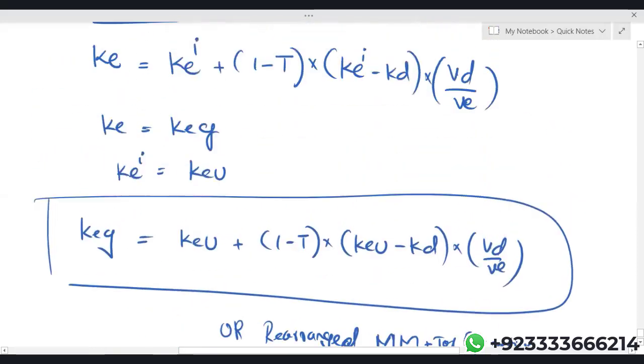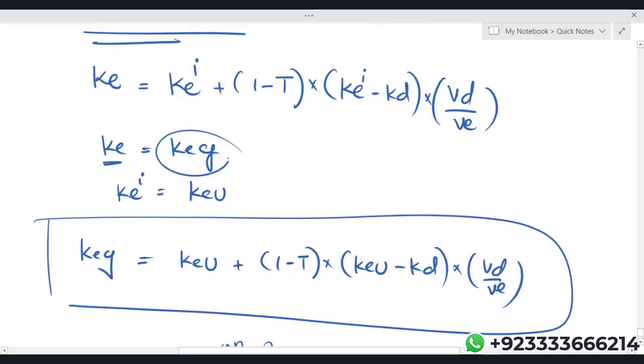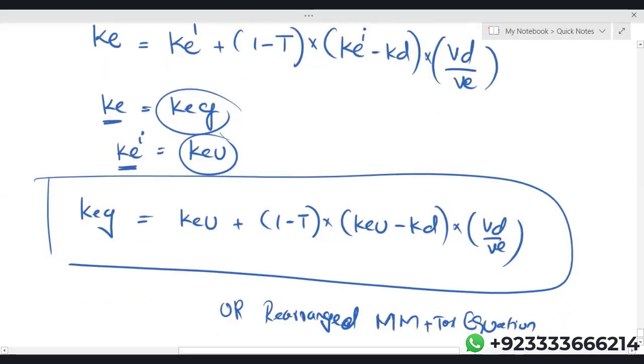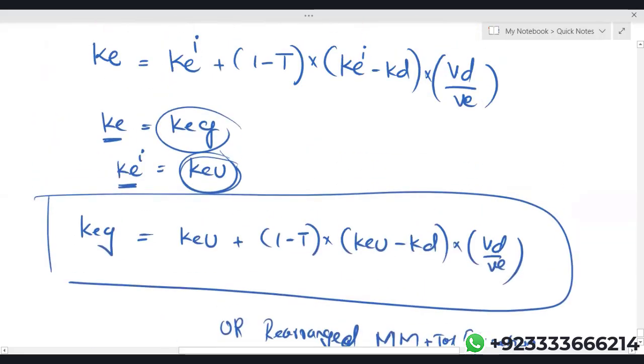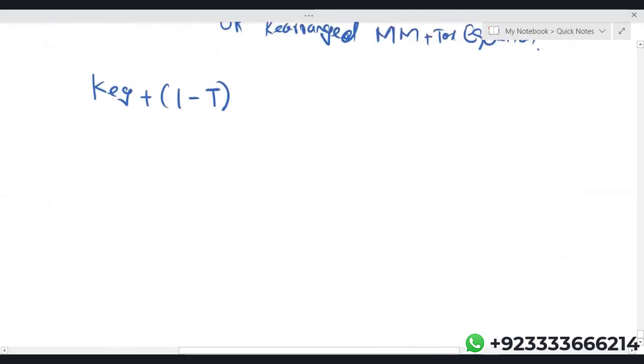And never forget one thing, please, student. K is actually representing KG. KU is representing what? KU means cost of equity of ungeared business. KG means cost of equity of geared business. Geared business means which has the financial risk. KU means the business which does not face any financial risk. It has only business risk.